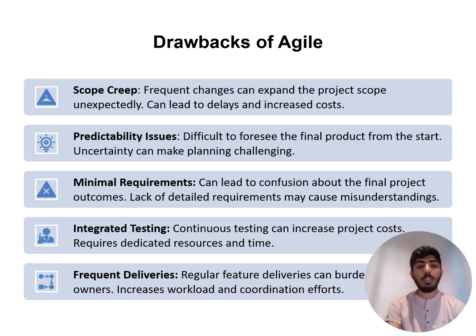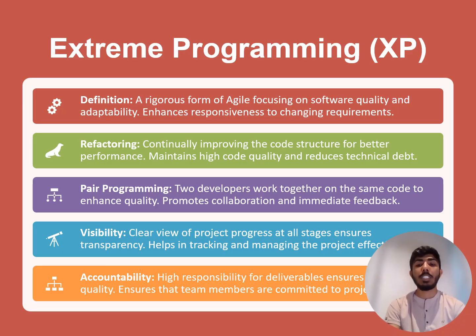So let's talk about extreme programming, XP. We talked about this before, but let's talk in detail. It is a rigorous form of Agile focusing on software quality. It is like going the extra mile to ensure your Lego castle is not only big but also sturdy and beautifully designed. XP involves practices like refactoring, which means continually improving the code structure. Pair programming is when two developers work together on the same code, like two friends building the Lego castle together. XP emphasizes visibility of progress and accountability for deliveries as well.